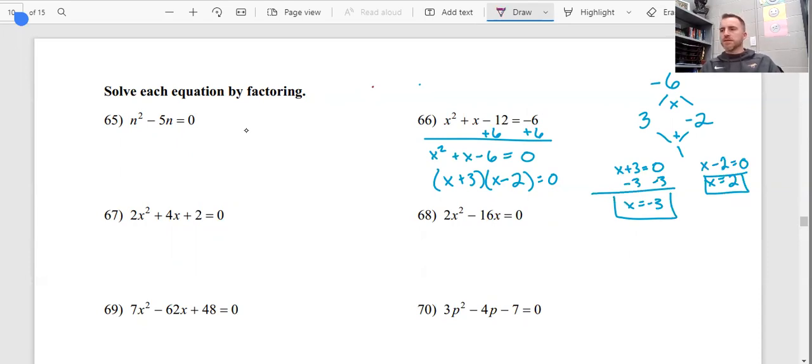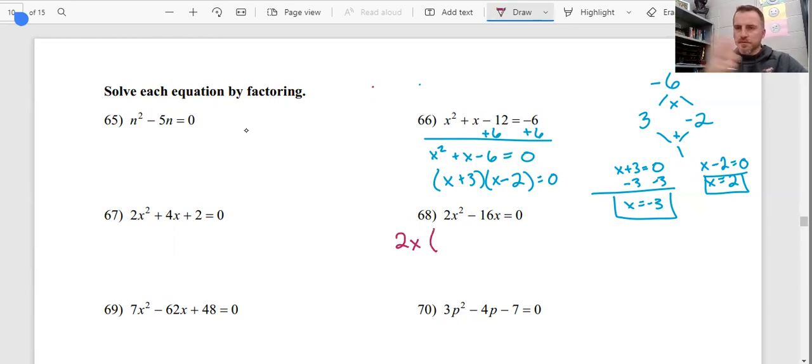So the numbers 2 and 16, can they both be divided by the same thing? Yeah, they can both be divided by 2. What about x squared and x? They both have an x in them. So the greatest common factor between those two terms is 2x. So then we write some parentheses here.